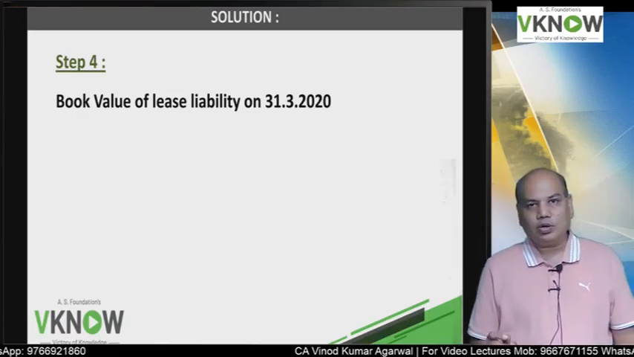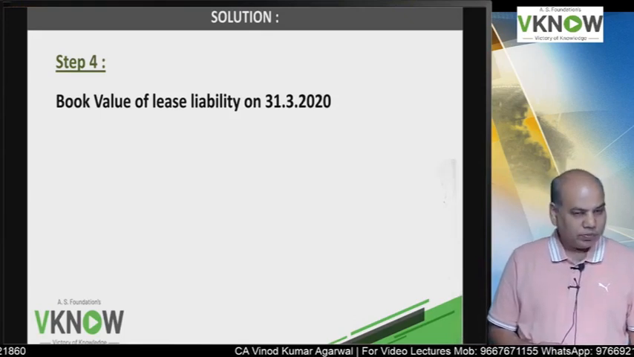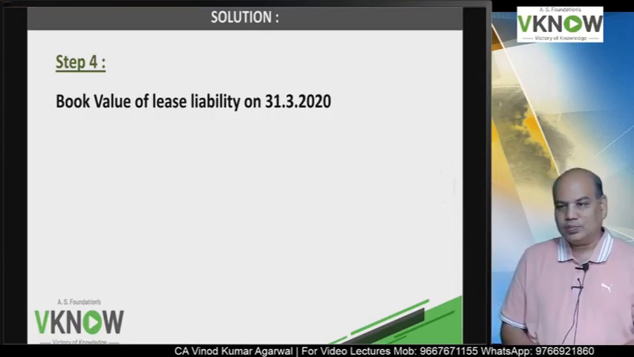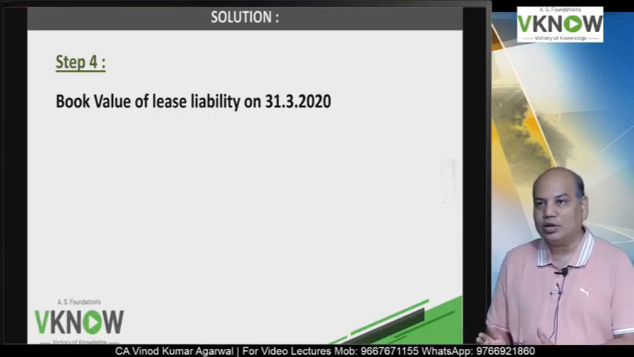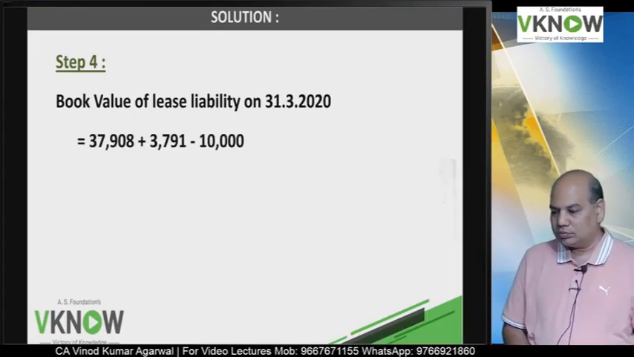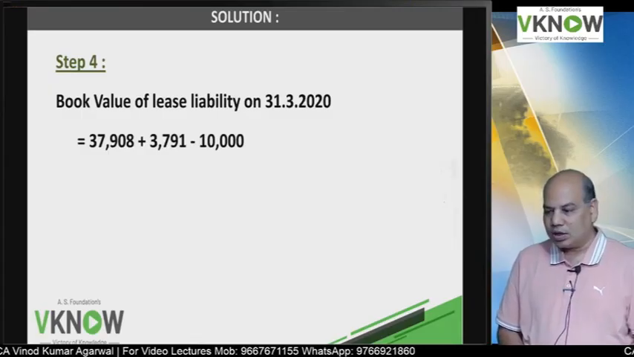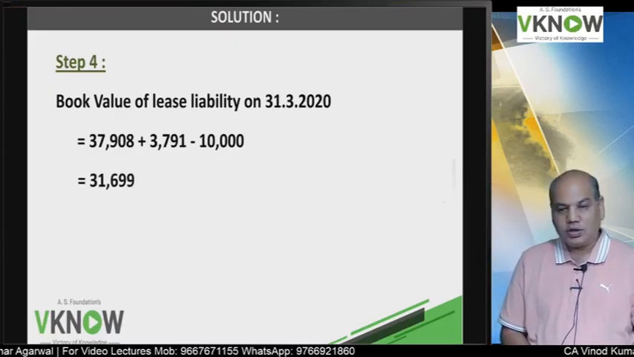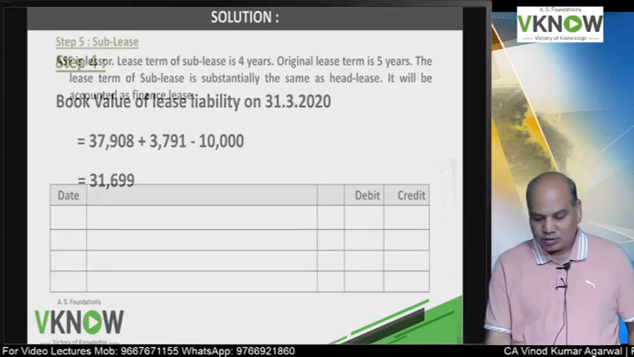And you also tell me one more thing. What is my book value of lease liability on 31st March 2020, or you can say 1st April 2020? Anybody answer? Please reply. What is the book value of lease liability at the end of year 1? That is equal to 37908 opening balance plus interest accrued 3791 minus lease payment 10,000. The student is saying 31699. Very good answer. Amazing. You people are geniuses.